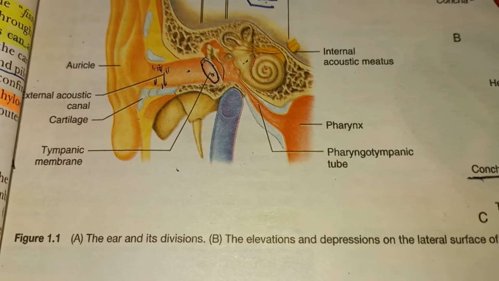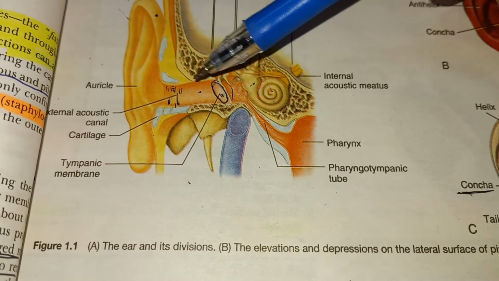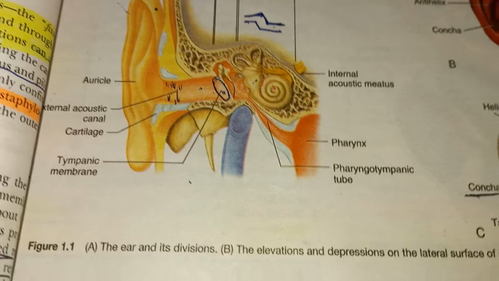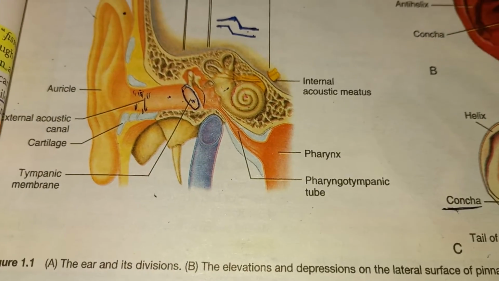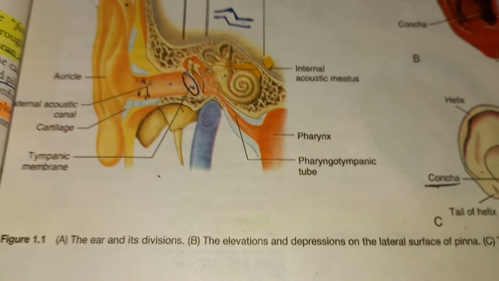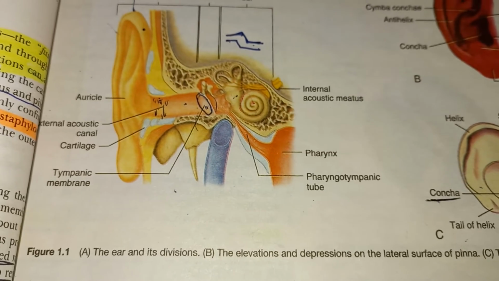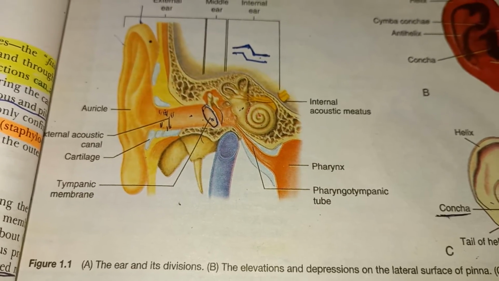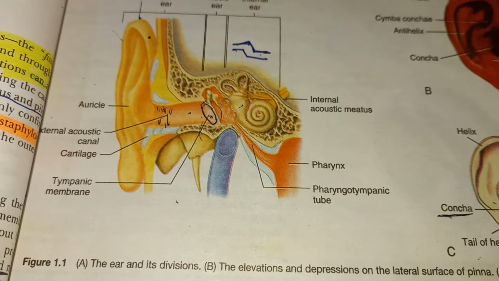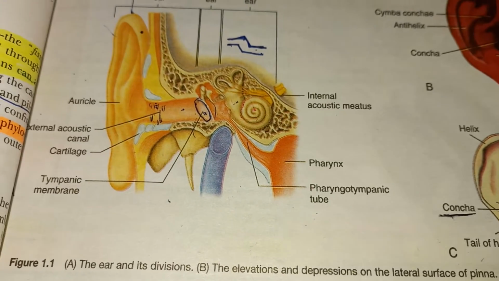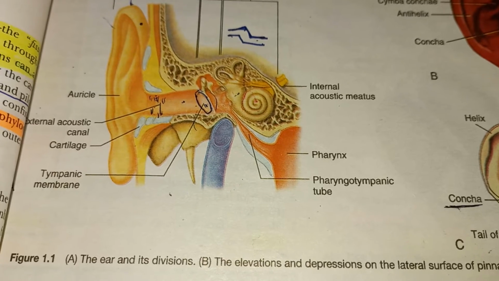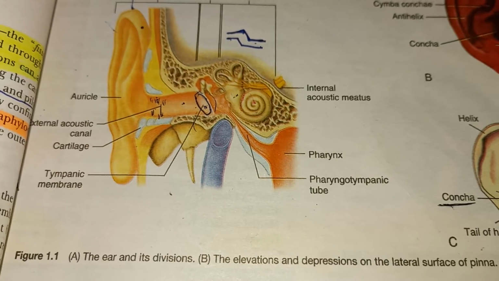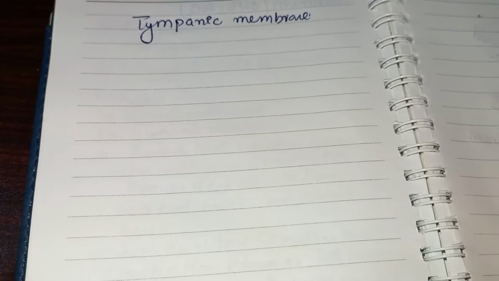And where the cartilaginous and bony parts meet, they form a constriction. Here it is not shown, but there is a constriction which is known as the isthmus. The importance of the isthmus is that a foreign body lodges here, and it is very difficult to remove that foreign body from the isthmus. What is the isthmus? The isthmus is a constriction between the cartilaginous and bony part of the ear.